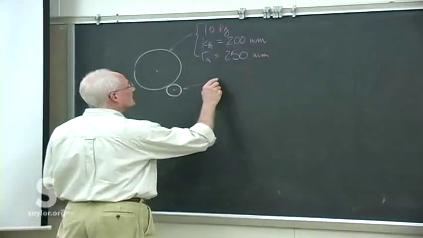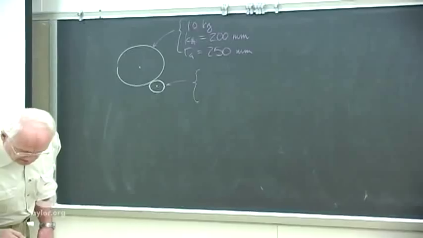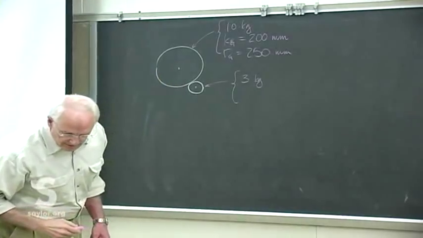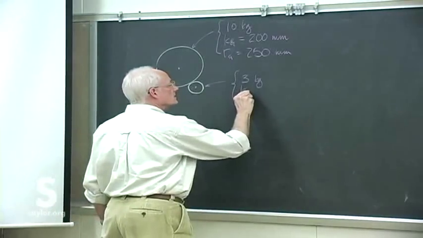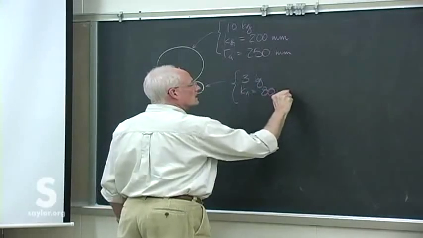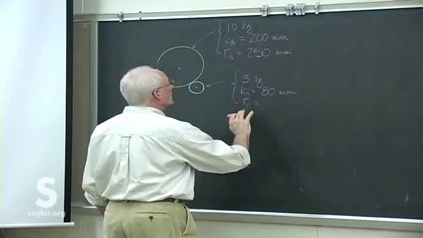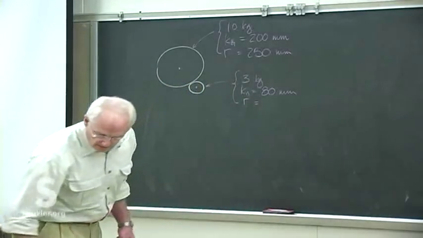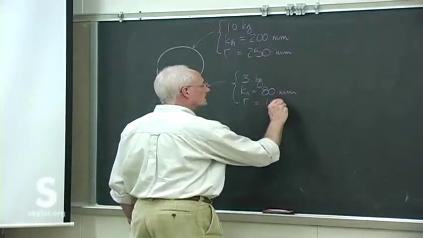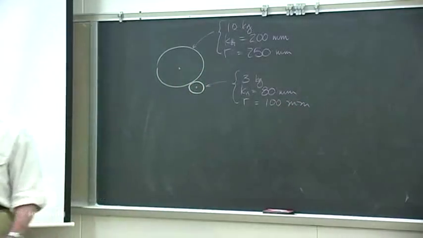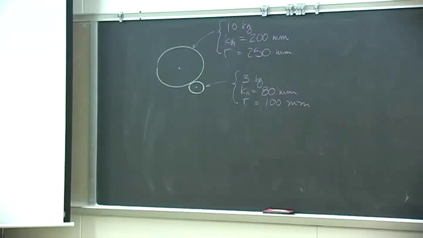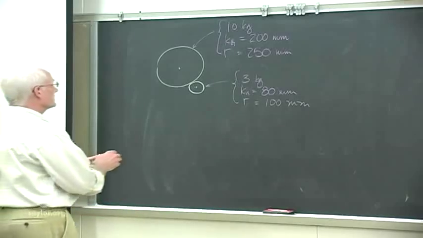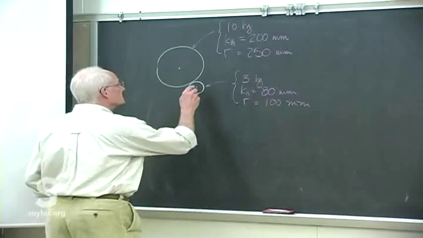And then the smaller gear to which the motor is attached is 3 kilograms, radius of gyration 80 millimeters, and a radius of its own. I don't need a G on those. A radius of its own of 100 millimeters. Okay, so again, that's simply because it's not a uniform disk. And the applied moment, 6 newton meters. Applied to the disk, we'll put it in this direction.